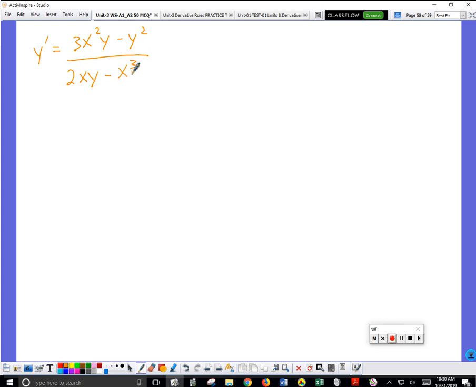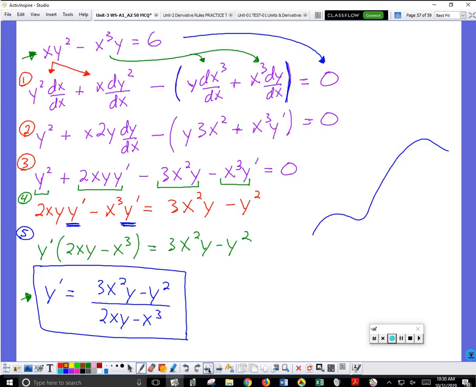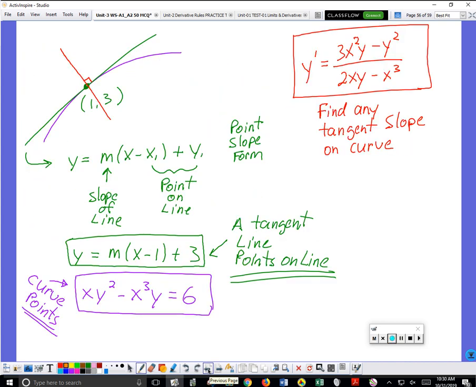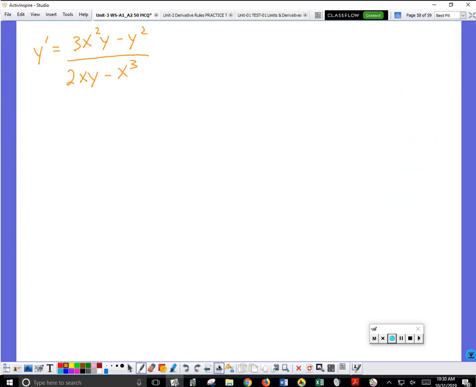Okay, put this in your notes. We're going to go to the point, 1 comma 3. We're going to go to the other one, so 1 comma negative 2. We're going to plug that in. So 3, 1 squared, negative 2.